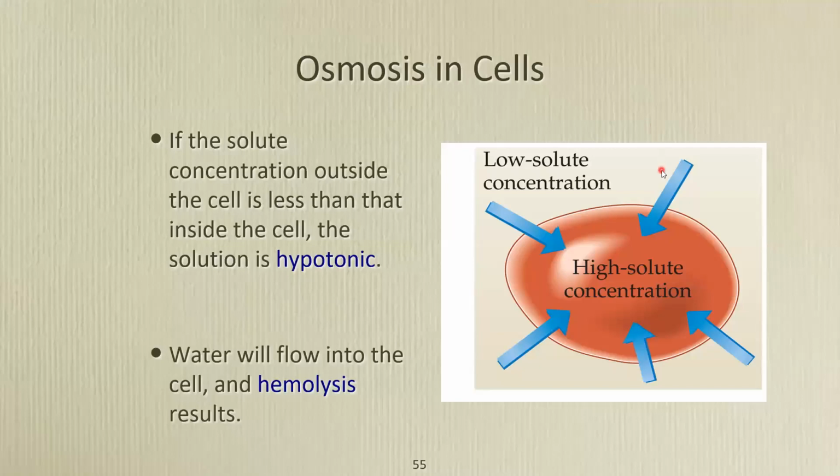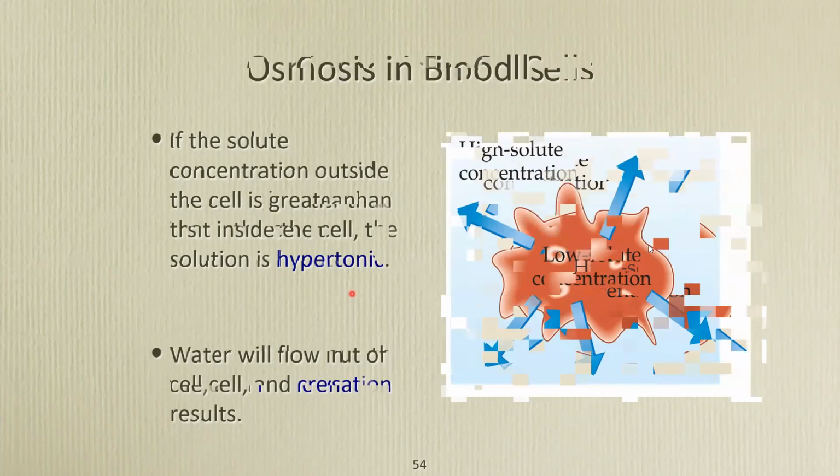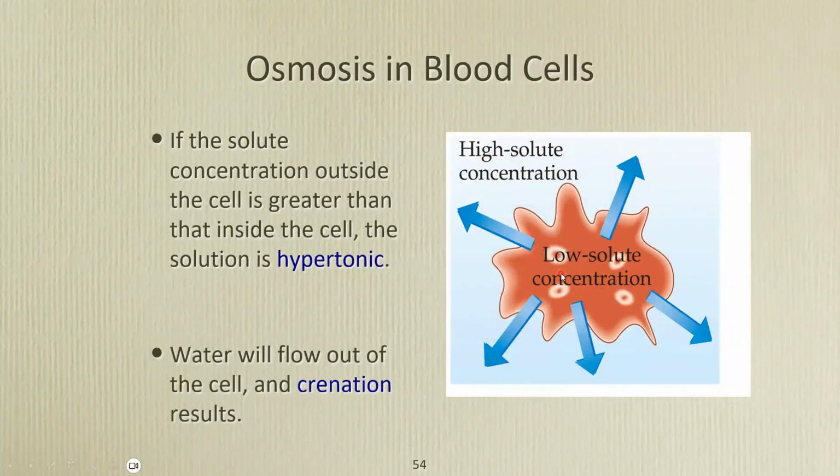So when we're looking at those IV fluids, they need to be isotonic, meaning that the solution itself matches the blood, so that we don't have, in the case of hypotonic, like we see here, the cell bursting, or in hypertonic, like we saw in the previous one here, the cell shriveling up.